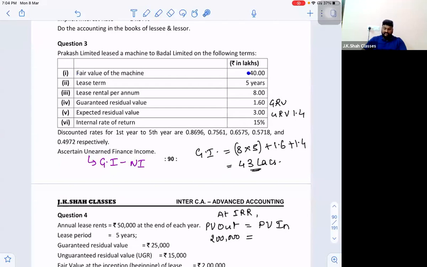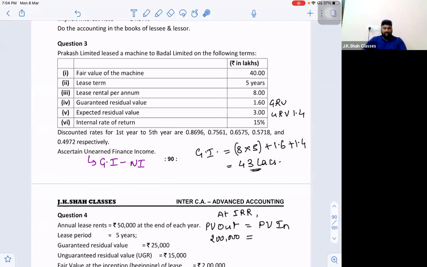Fair value of the machine is 40 lakhs. Lease term is 5 years. Lease rental per annum is 8 lakhs. Guaranteed residual value is 1.6 lakh, and total expected residual value is 3 lakh. So if guaranteed is 1.6 and expected total is 3 lakh, technically 1.4 lakh becomes the unguaranteed value. Internal rate of return, IRR, is given at 15%.